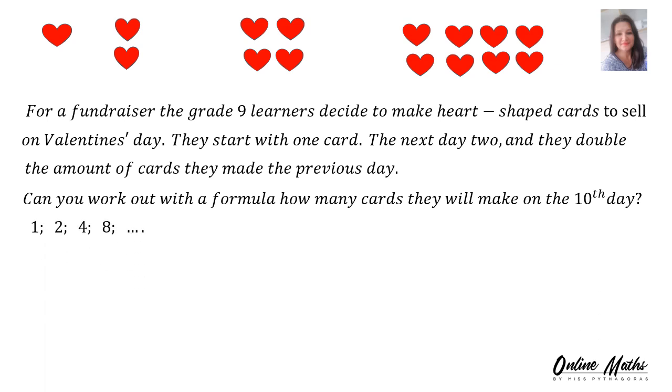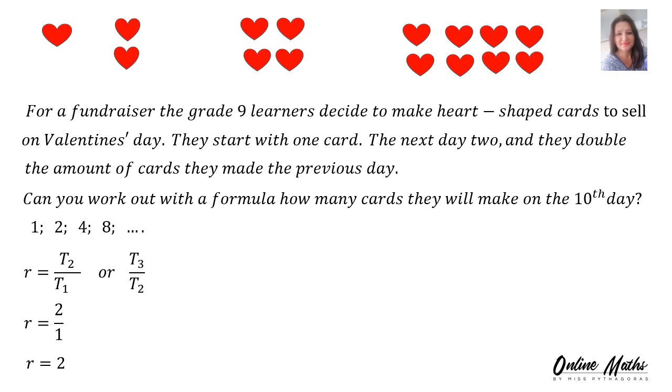Now let's look at this. Can you see a sequence? The sequence is 1, 2, 4, 8 cards. And then it's very clear that there's a constant ratio. And then we say r is term 2 divided by term 1. And then that will be 2 over 1, which is 2. The constant ratio is 2.